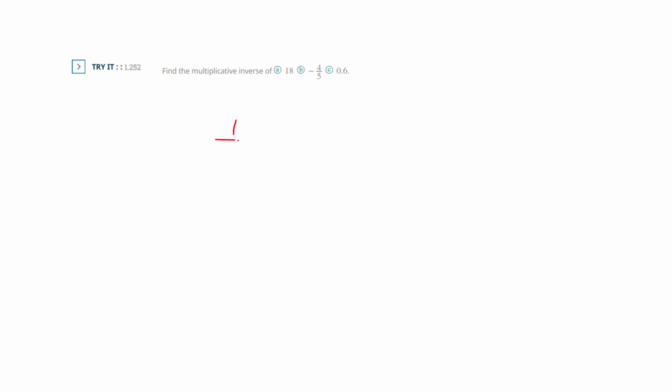Okay, same thing here. This is A. B would be negative 5 over 4. C would be, so 6/10 is the same as 0.6. We're going to turn it upside down and get 10 over 6.